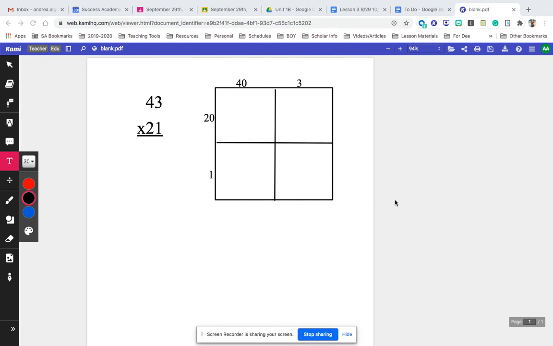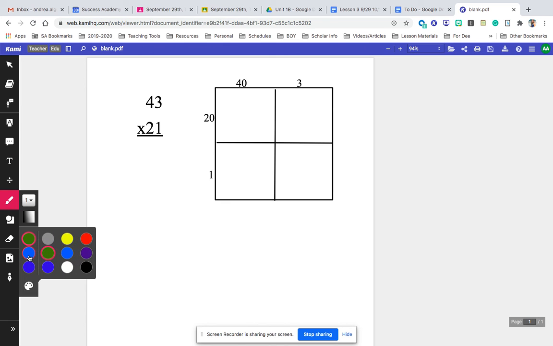All right, so I'm going to do 43 times 21, and I'm going to do it with the standard algorithm and with the array model next to it. So I'll do both at the same time. Now, I've already set up my array model. I broke 43 into 40 and 3, and I broke 21 into 20 and 1. There's definitely different ways to break those numbers down, but I just chose this way because it's the most simple and it kind of goes along with standard algorithm.